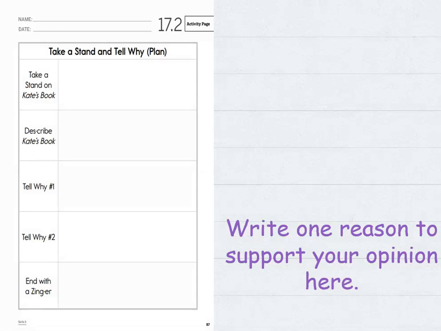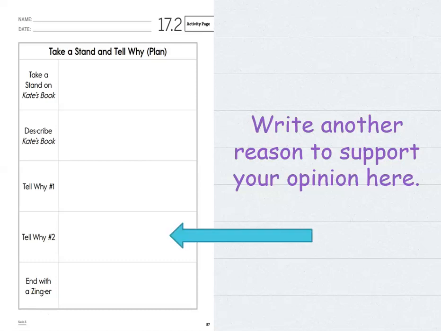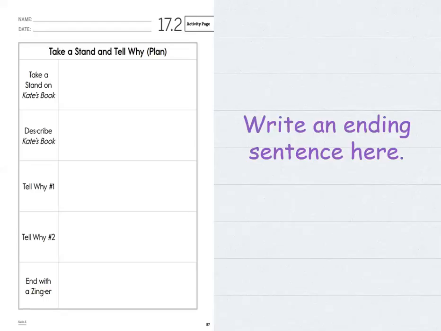After you describe the book, you're going to write one reason to support your opinion here. After you write one reason to support your opinion, you're going to write another reason to support your opinion here. Write your ending sentence here, and remember, your ending sentence is always a suggestion or you're saying your favorite part or why readers should believe your stance.